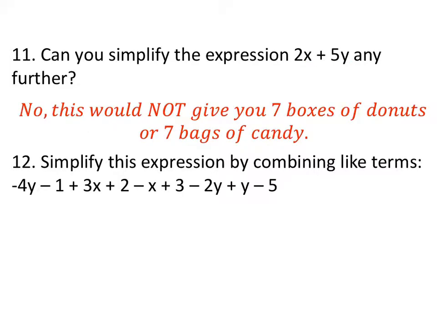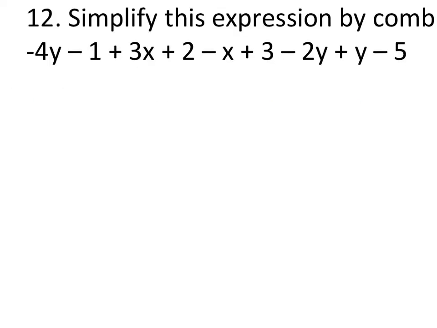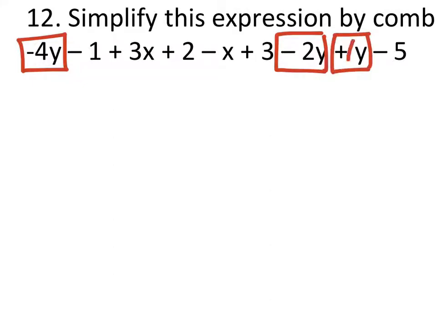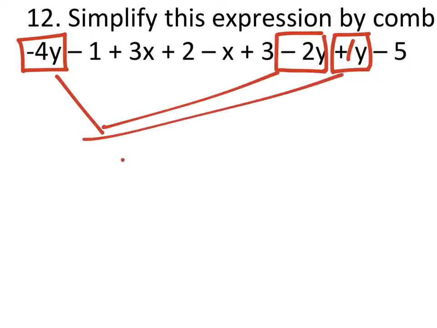Number 12, simplify this expression by combining any like terms. Let's do it. Again, this is just what I do, not that you have to, but I start on the left. I'm looking at y terms because this term has a y. It's negative 4y. So I scan this from left to right, and we've got negative 1, positive 3x, positive 2, negative x, positive 3. And here's another term with a y, negative 2y right there. And also the next term, that's a positive 1y right there. Those are all the terms that I see that have y's. So when I combine all of these, it should tell me how many y's I have. Negative 4 with a negative 2 and a positive 1 comes out to negative 5 of these y's.